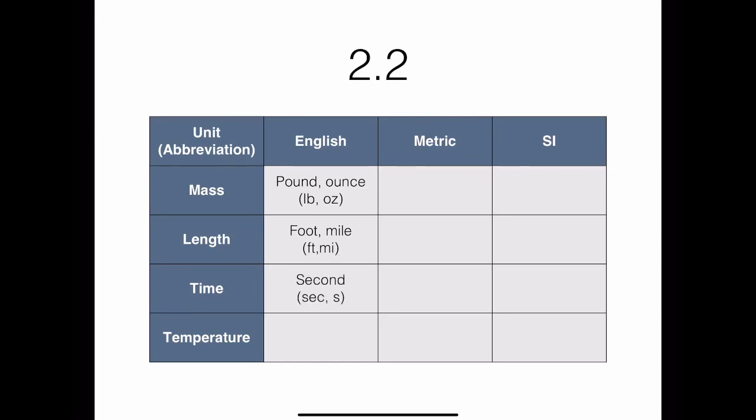For time, we use the second, and lucky for us, time is consistent across all different scales of measurement. It would be very difficult if we had different time scales. Time is one of those things that's universal. The base unit for time is the second. That can be abbreviated SEC or just S. It is seen in different ways and both are acceptable.